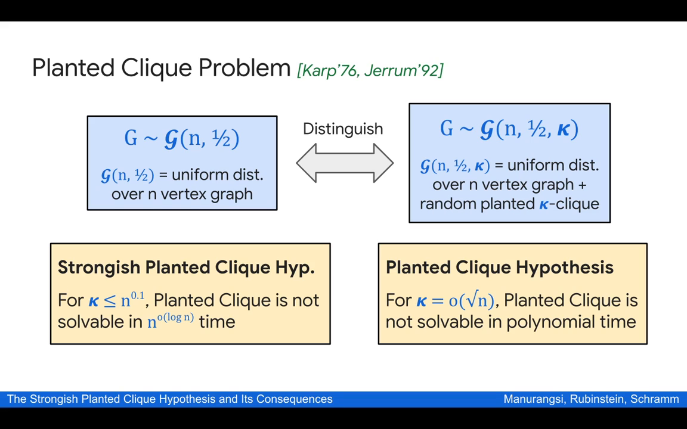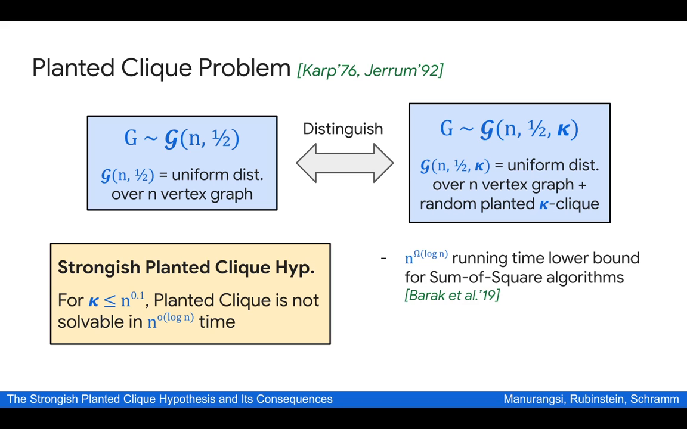So having stated the hypothesis, let me note that there are a few evidences in the form of lower bounds that can be viewed as supporting the hypothesis. In particular, Barak et al. showed that if you take the natural sum of squares relaxation for the planted clique problem, then it cannot be used to refute the Strongish planted clique hypothesis. Similar lower bounds are also known for statistical query algorithms. Since sum of squares and statistical queries are a large family of algorithms that encompass many of the known techniques, this suggests that refuting the Strongish planted clique hypothesis is hard and is possibly out of reach of the currently known techniques.